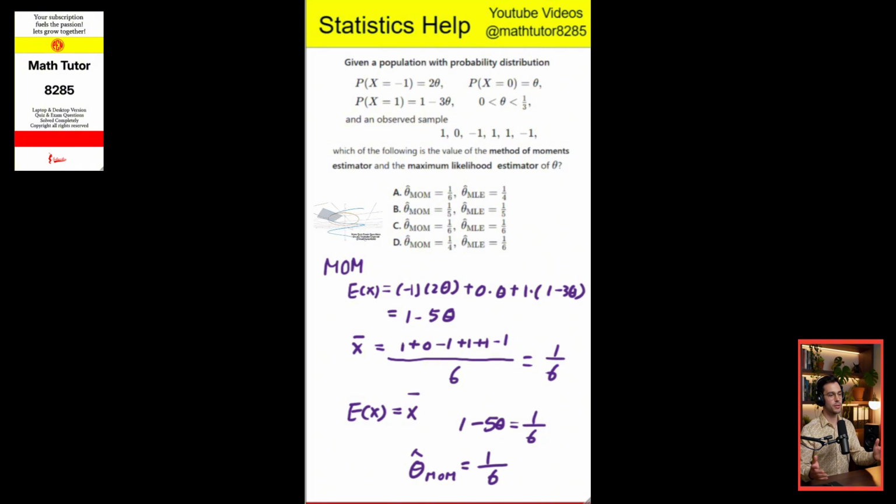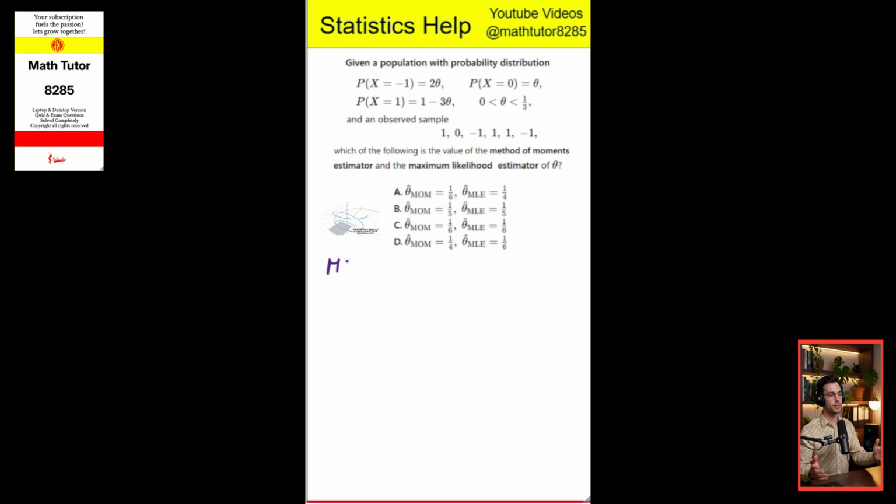Common mistake: students often forget that the probability attached to -1 is 2 times theta, not theta. Then, next step, maximum likelihood estimator. Count the sample values. -1 occurs twice, and each such value contributes a probability of 2 times theta. 0 occurs once with probability theta. 1 occurs 3 times with probability 1 minus 3 times theta.